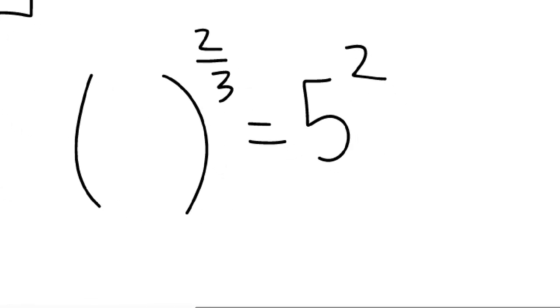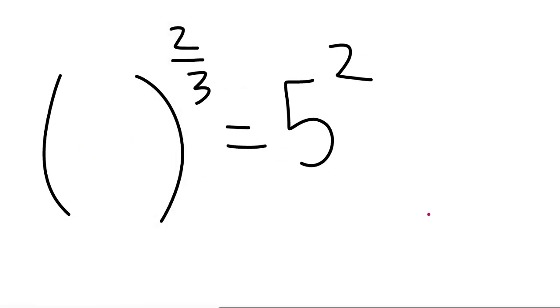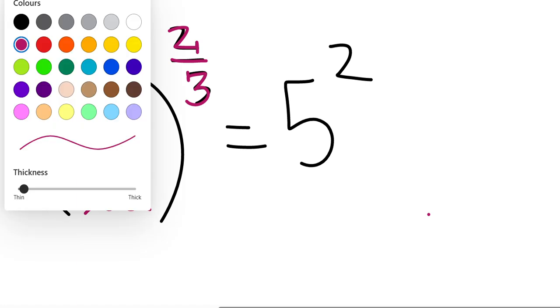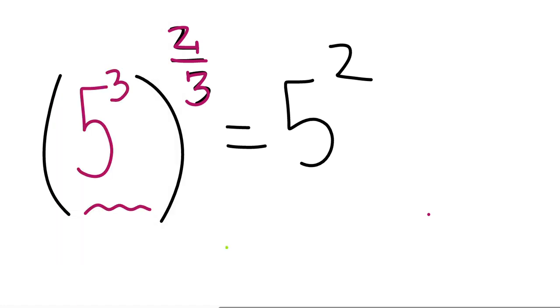Now here is where we find the final answer. We need, as you can see, something raised to 2 over 3 to give us 5 to the power of 2. Which means I need to find a way how to get rid of this 3 over here. Now, the way to get rid of that is 5 to the power of 3. The reason for that is 5 to the power of 3 and then to the power of 2 over 3. We know that when we have double exponents, we multiply them.